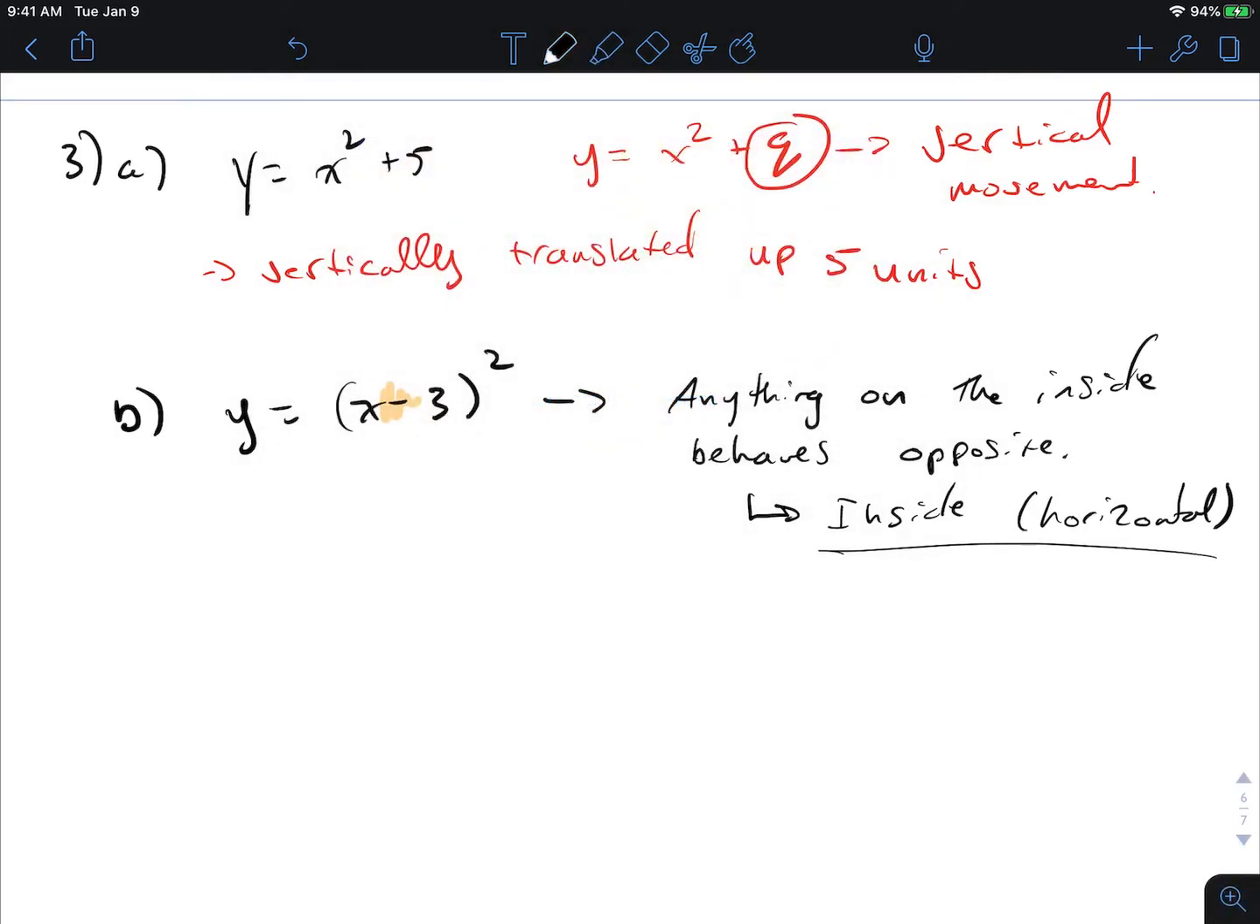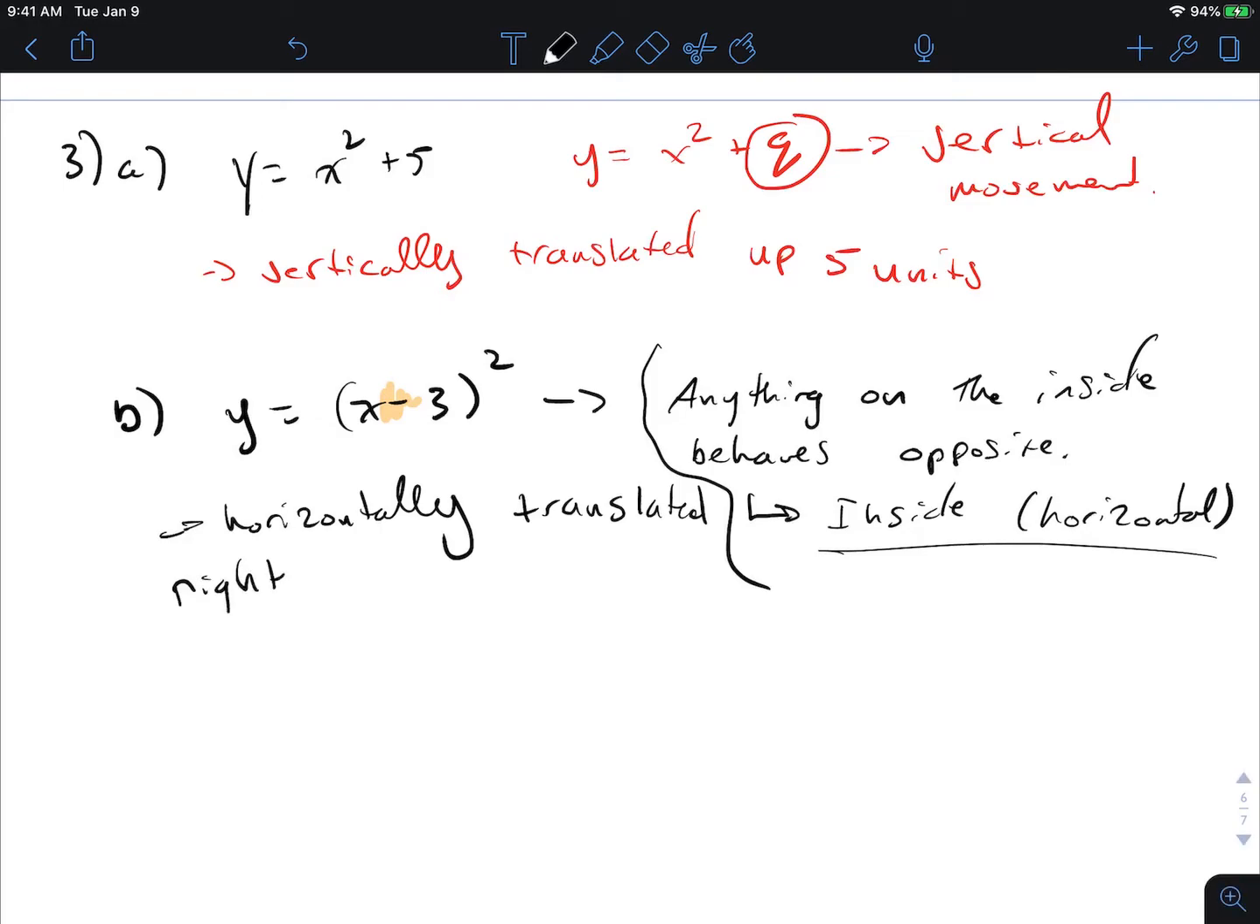So in this question, instead of saying it's going to go left, we're going to say it's horizontally translated. It's very similar in language. Horizontally translated to the right, and that's what's important, right? Right 3 units. Okay, and then I'll jump down. Let me just go up here for a sec.